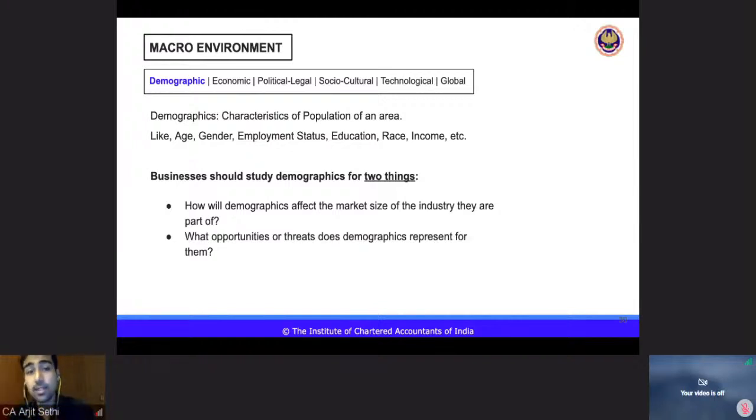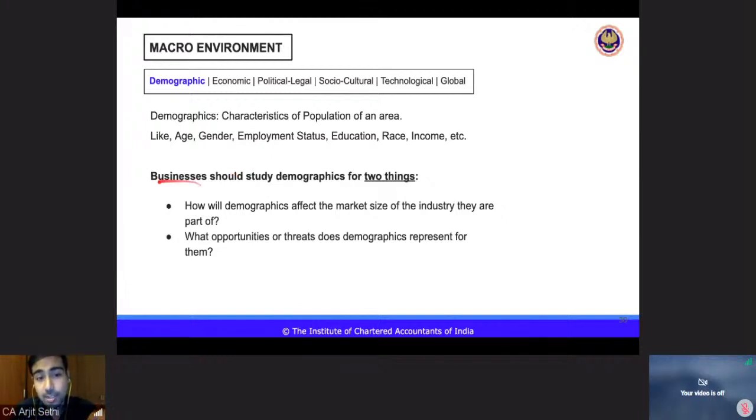So everything that talks about the characteristics of a population, we call it a demographic, right? Demographic is basically the characteristic of the population of a particular area. That area can be anything. That area can be India. That area can be your small locality. That area can be your 10 houses, your society. It can be anything, however big or small. When I'm talking about the characteristics of the population of that area, it is called demographics, right?